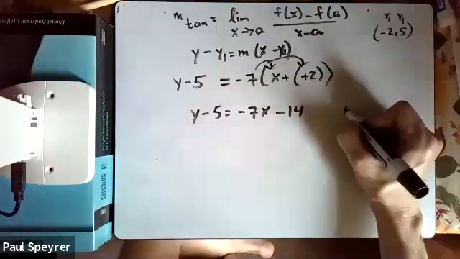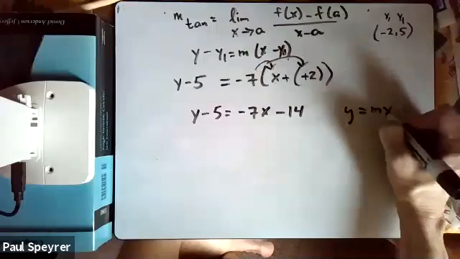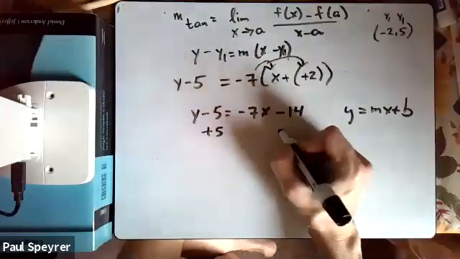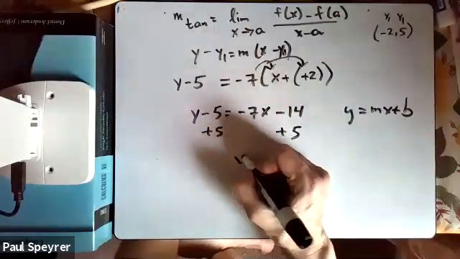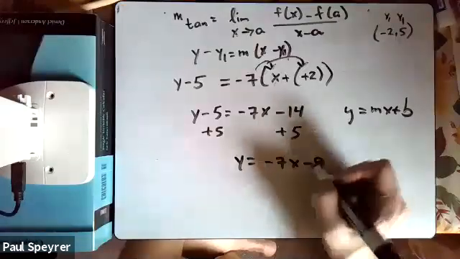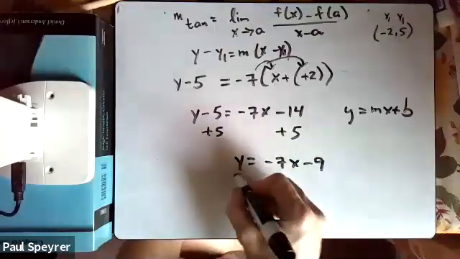And to finish it off, remember we want this, right? Remember slope-intercept form, y equals mx plus b. So, you add that 5 over, and you get y equals -7x minus 9. So that's your final answer right here.